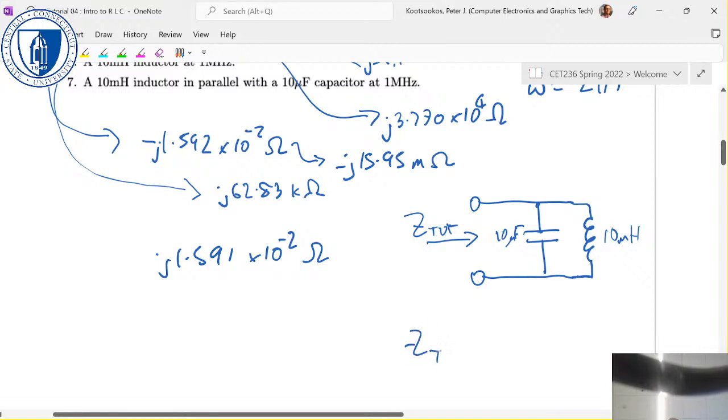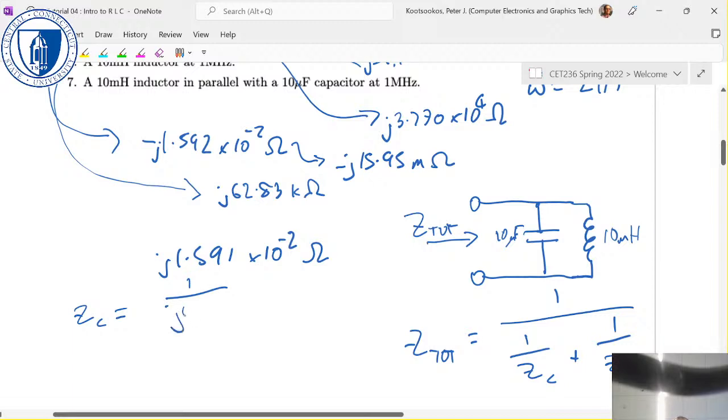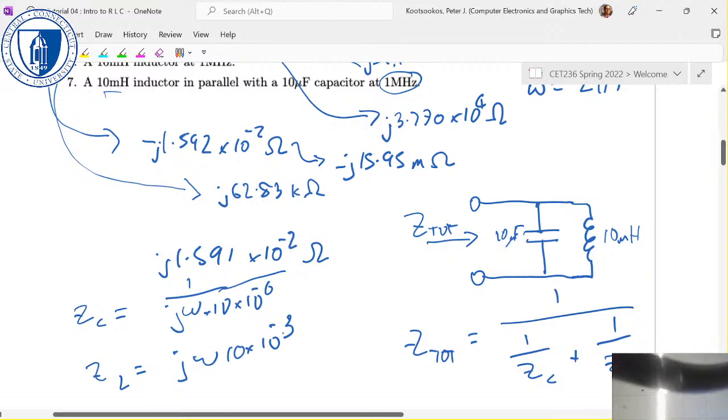And Z total is going to be one on ZC plus one on ZL. Okay, and so ZC is 1 on J omega, which is 2 pi times a million times 10 by 10 to the minus 6. And ZL is J omega 10 by 10 to the minus 3. Okay, let's see what we can do with that.